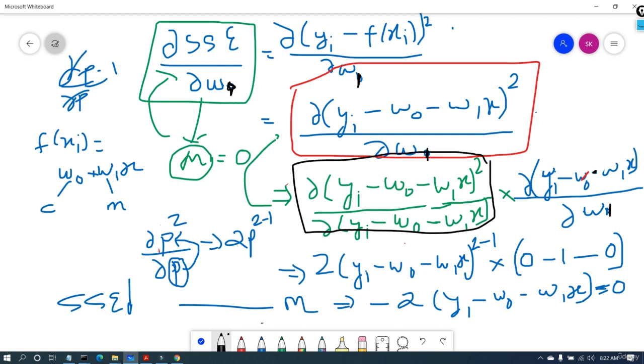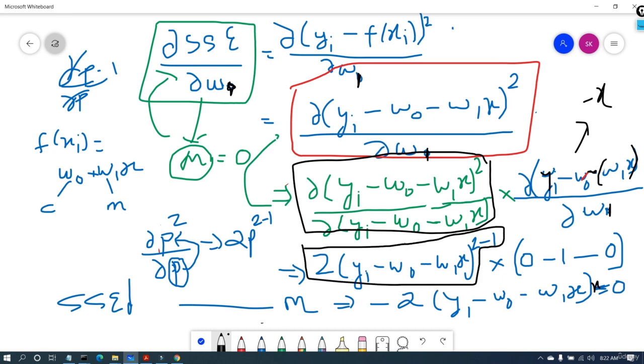In the case of omega 1 we will have the x multiplied, because omega 1 is over here. So the derivative of omega naught with respect to omega 1 is 0. yi is a constant, so we consider it as a constant, and only the partial derivative of minus omega 1 x is valid. Whenever you do the partial derivative of minus omega 1 x, you get minus x. Now just multiply this thing with minus x, then you get the partial derivative of your curve with respect to omega 1, and just equate it with 0 also.